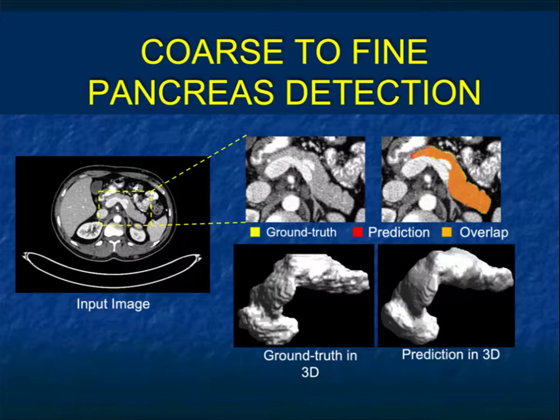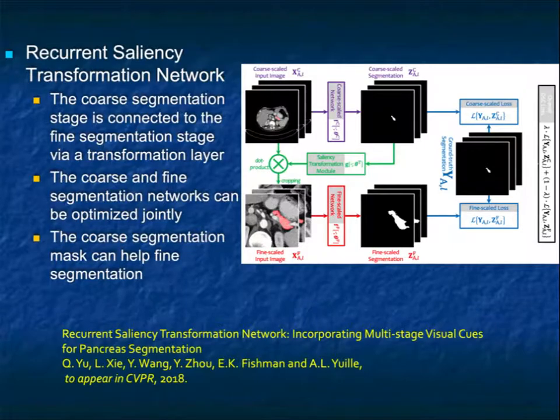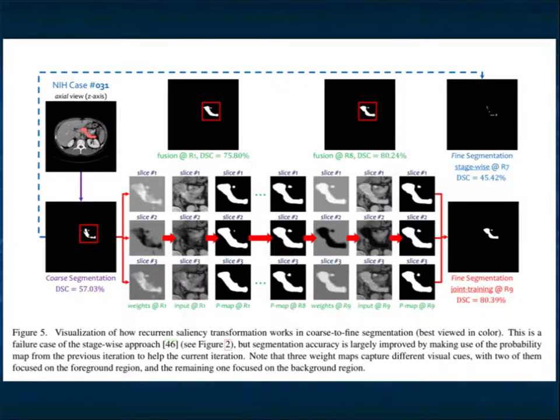Coarse-to-fine pancreas detection was one of the algorithms for recognizing the pancreas and drawing in the pancreatic bodies. We recognize all this information with shape. We developed a recurrent saliency transformation network. The coarse segmentation stage is connected to the fine segmentation stage via a transformation layer. The coarse and fine segmentation networks can be optimized jointly, and the coarse segmentation mask can help the fine segmentation. We use this as a way of localizing the gland, defining the boundaries of the gland, and then detecting tumor, whether it's totally in the gland or extending beyond the gland.